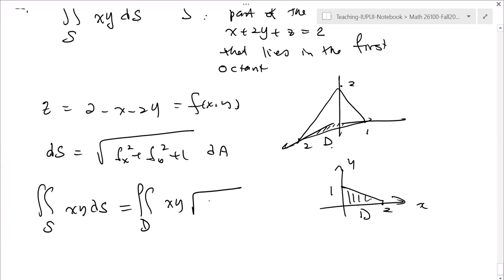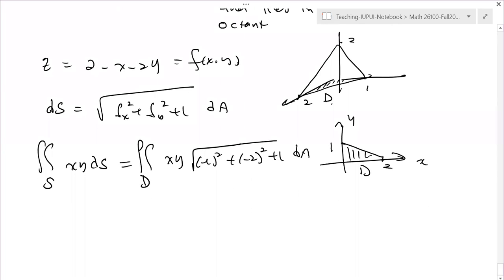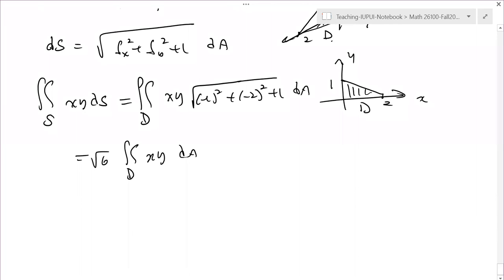And this will be the gradient, the partial derivatives. The first one is -1, and the next will be -2 squared, and then +1. So that would be 1 + 4 + 1 is 6, square root of 6. Okay. Then you just need to focus on the double integral.